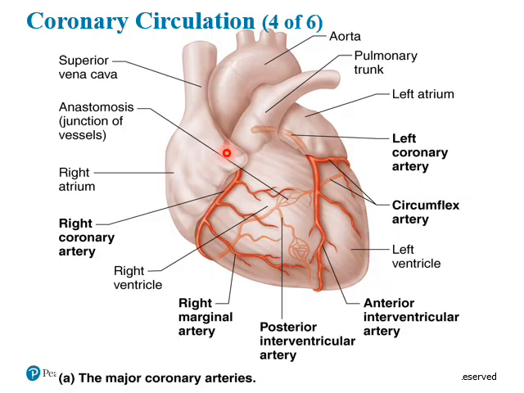And on the right side, it also comes from the aorta. This is your right coronary artery. You will have marginal arteries branching off this right coronary artery and your circumflex artery.